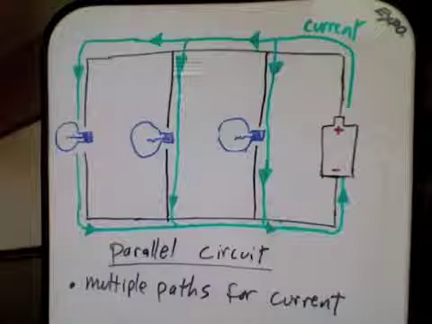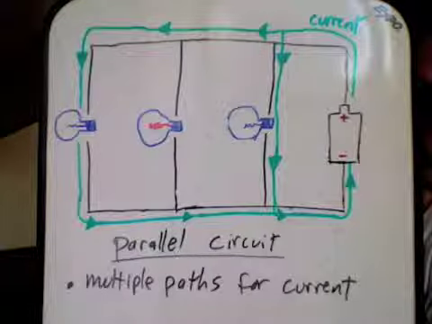Okay, a parallel circuit is more difficult to build, it's more complicated, but it has advantages. The first advantage is that if we happen to have the same situation we had in the last circuit, if one of the bulbs burns out, the other two won't go out.